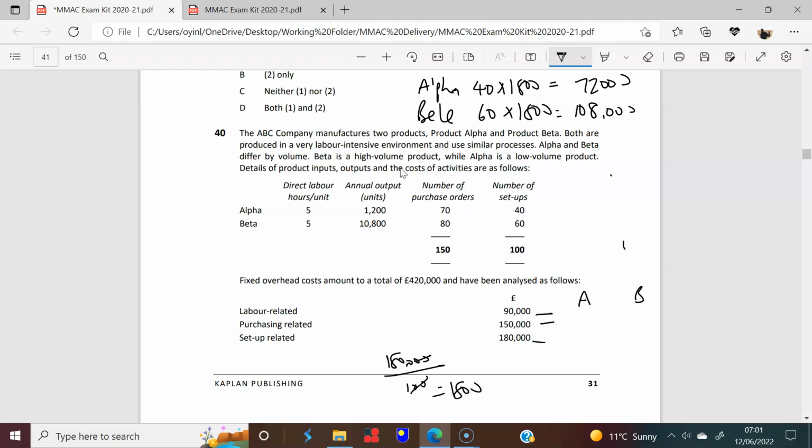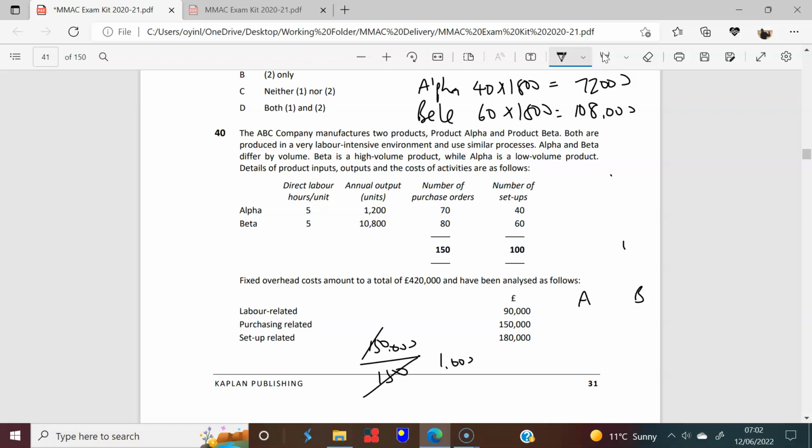Okay, great. So we have that. That's the setup. Let's look at purchasing. Looking at purchasing, you have 150,000. Here are the purchase orders. So you have a total of 150,000, and you have 150 purchase orders in total. So it means that you must have had £1,000 per order.